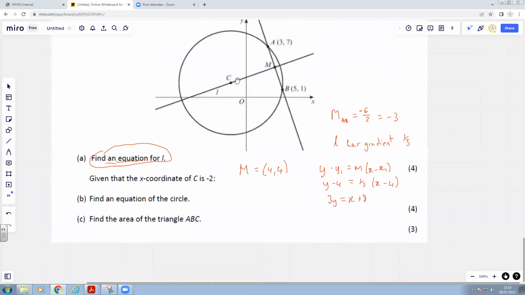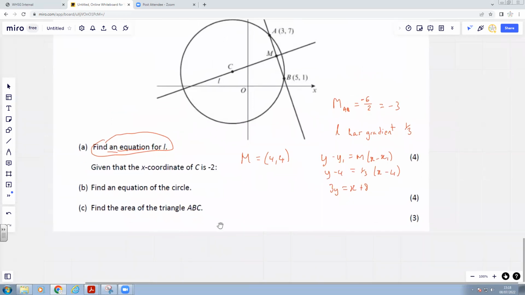Right, we need an equation for the circle. Oh, okay, we know the x coordinate of C is minus 2. Well, we can find the y coordinate now because if x is minus 2, this is going to be 6, and therefore y must be 2. And I've just found that by plugging the x coordinate into the line L, because I know it's minus 2.